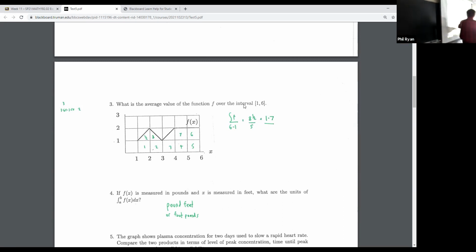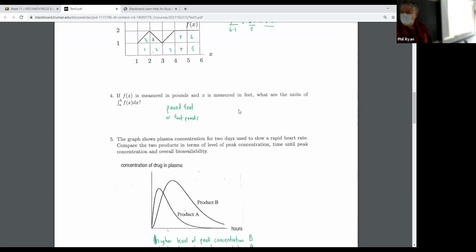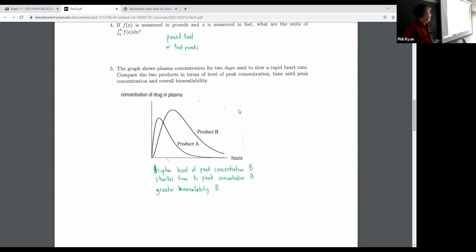If f is in pounds and x is in feet, then the integral of f of x dx would have been pound feet, or foot pounds. The one you wanted to put first, you would multiply it. In question 5, we see that B has the higher peak. A is quickest to peak, but the one with the greater biodiversity is B.